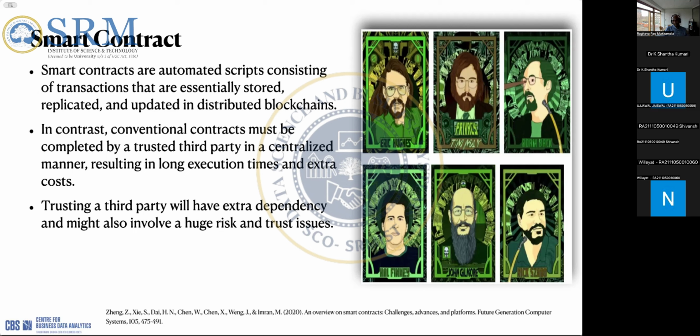So you have this in normal, traditional, conventional contracts. You have these third parties or intermediaries which play a significant centralized role, right? That's why traditional contracts result in long execution times and also some extra cost. And many times you need to trust the third party, right?